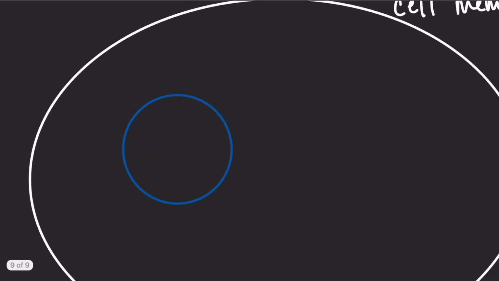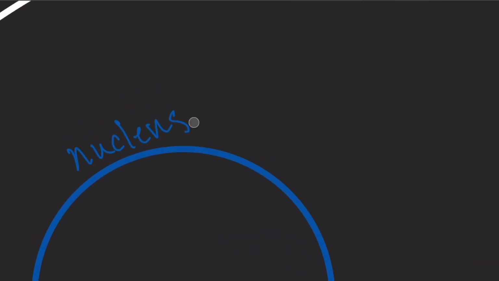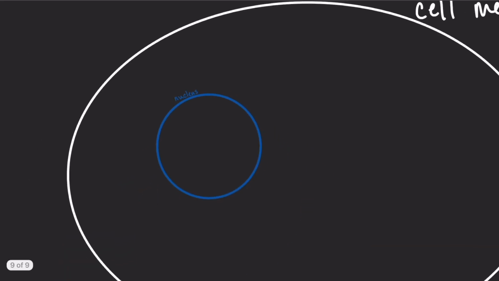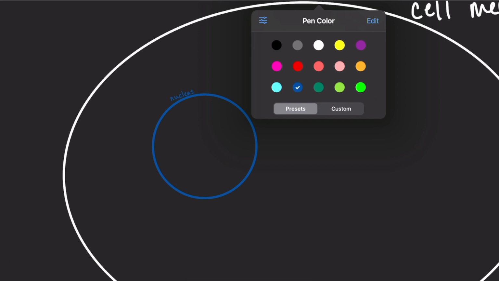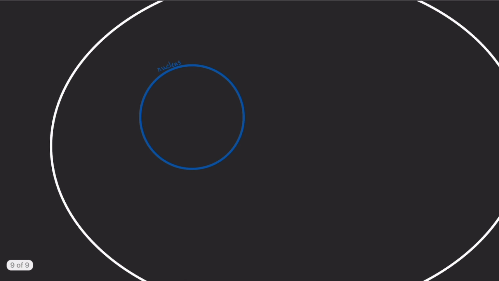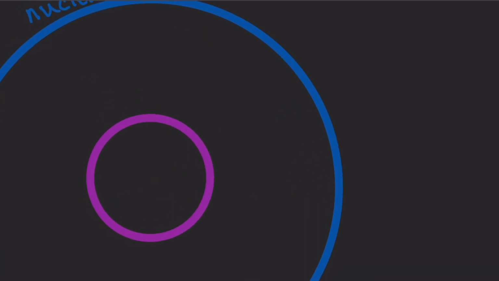We'll say this is the nucleus. Okay, inside the nucleus, we have a concentration of genetic material, which we're going to call the nucleolus. We need the nucleolus, not necessarily the concentration of genetic material, but where the ribosomes are manufactured. Okay, so we have the nucleolus.